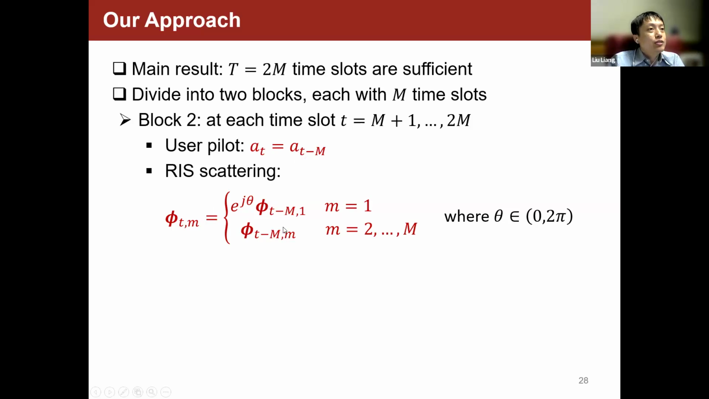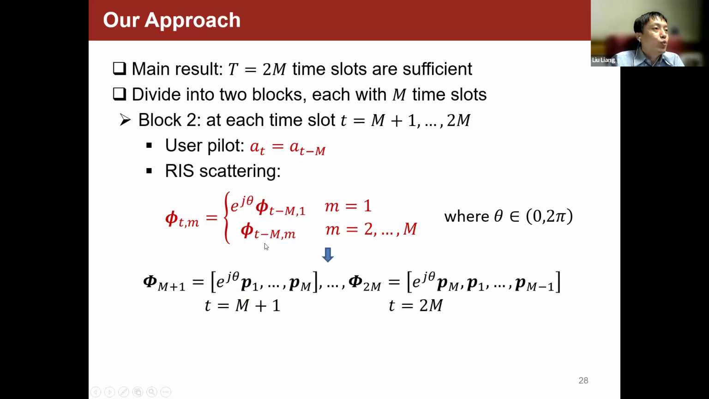And again, each pair consists of 2 time slots, okay? And for these 2 time slots, we need to guarantee for the phi matrix, the last m-1 columns are the same. Their difference is in the first column. The first column is changed.